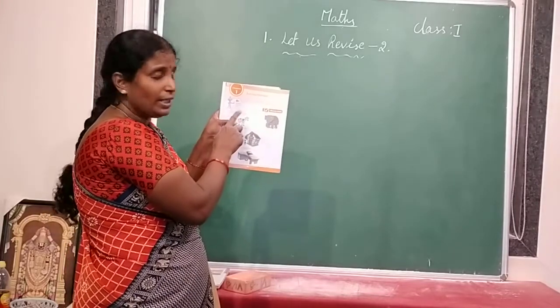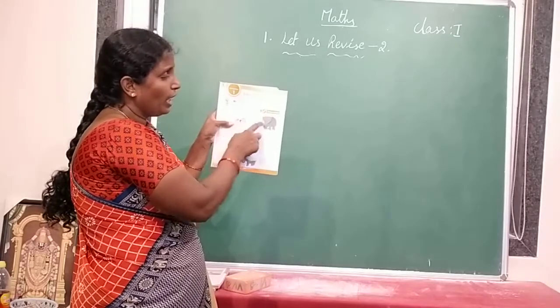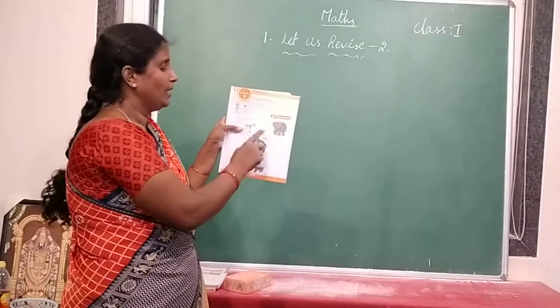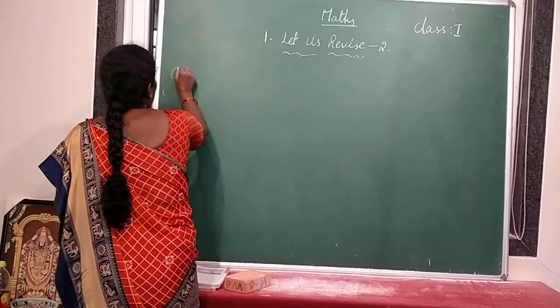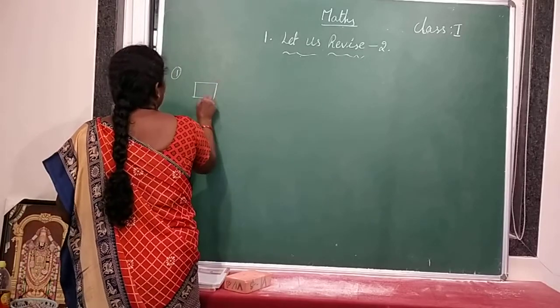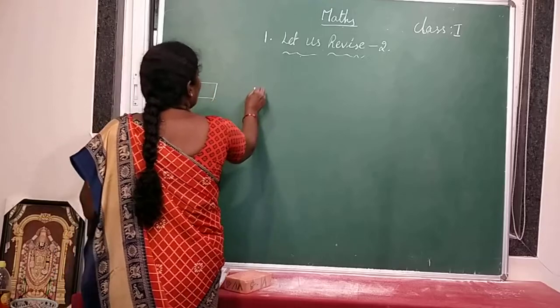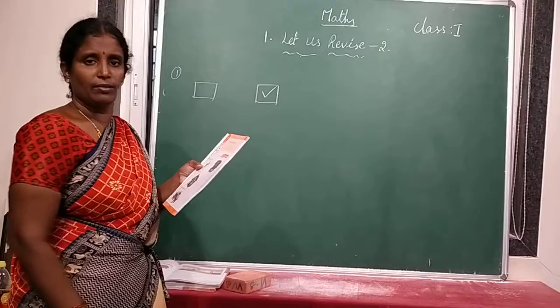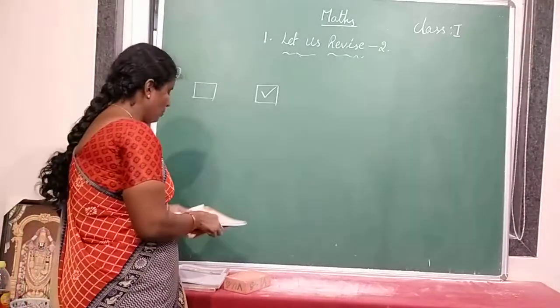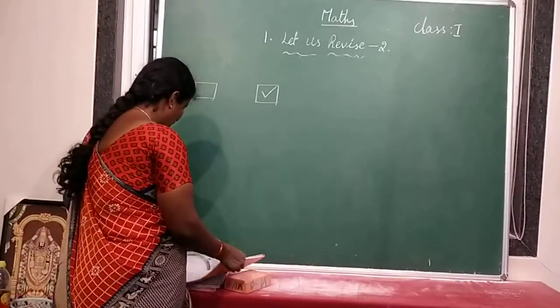We have to tick the goat or elephant. Elephant. So first one, this is goat now. So leave that and put the tick on elephant box. And next turn the paper in page number 6.